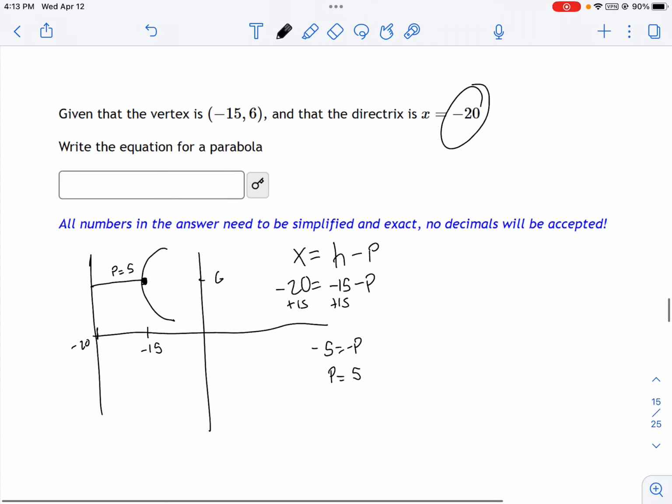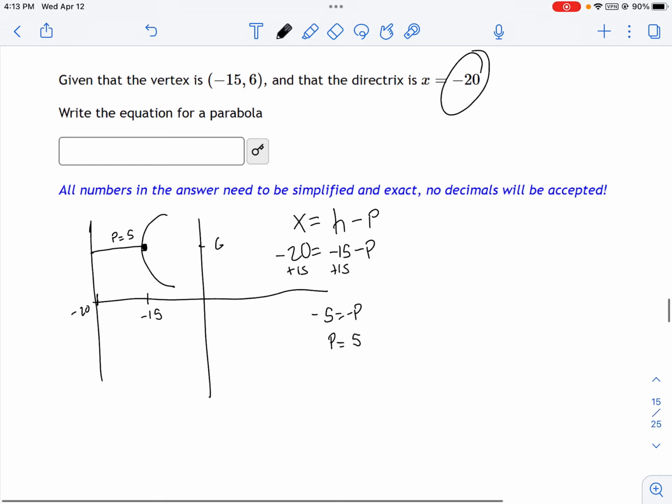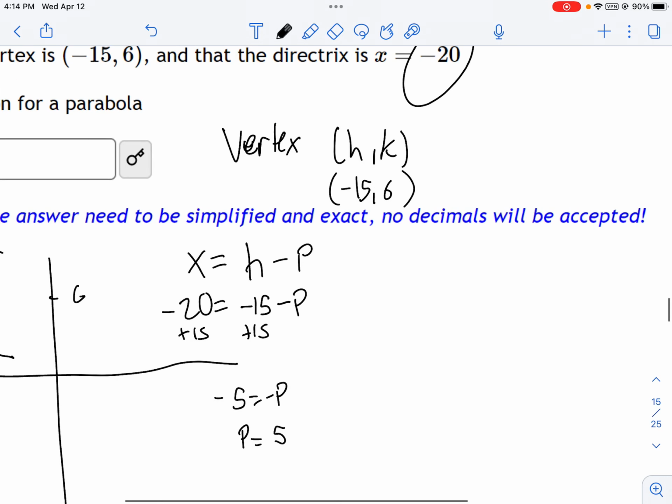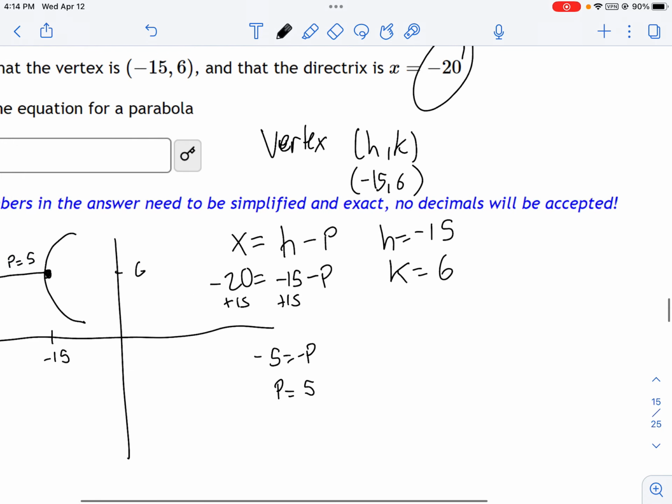Okay, so that means that now we know pretty much all of the information we need. We have a vertex. Remember, any vertex can be written as h comma k. Meaning that if we know it's negative 15, 6, which is what we're given, we know our h is negative 15, and we know our k is 6. That's literally all of the work right there.